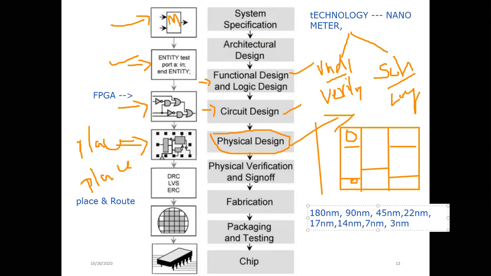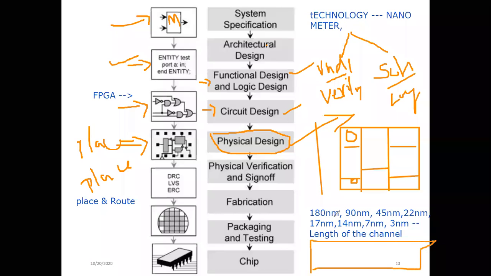See, now what happened? Gradually these nanometers are specified. This is the length of the channel. I want to show an example of how it will be. You have to assume it in this way. Let me take an example. You assume this is one MOS, just as an example. This is the one MOS.